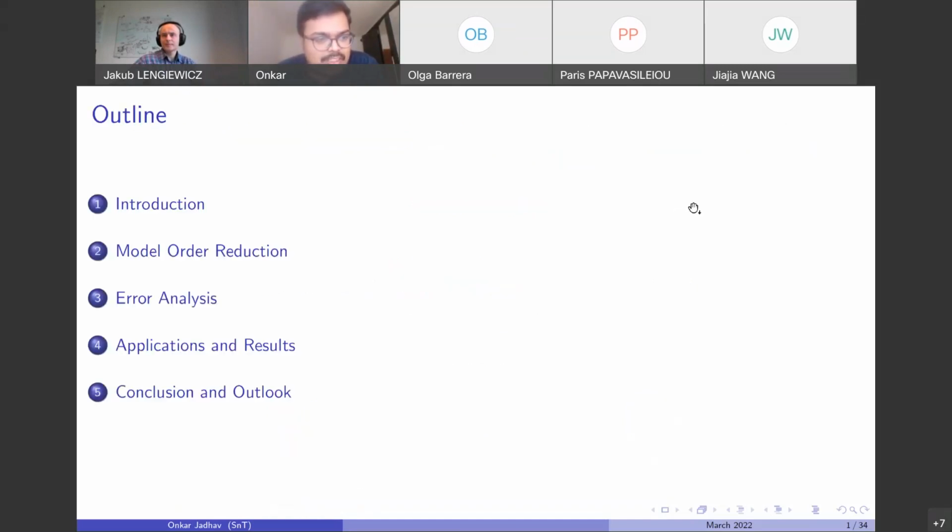So the presentation is arranged as follows. First, I will introduce you to the developed model order reduction framework, followed by error analysis, and finally, with the results obtained for two numerical examples considering financial applications, I will conclude this presentation.